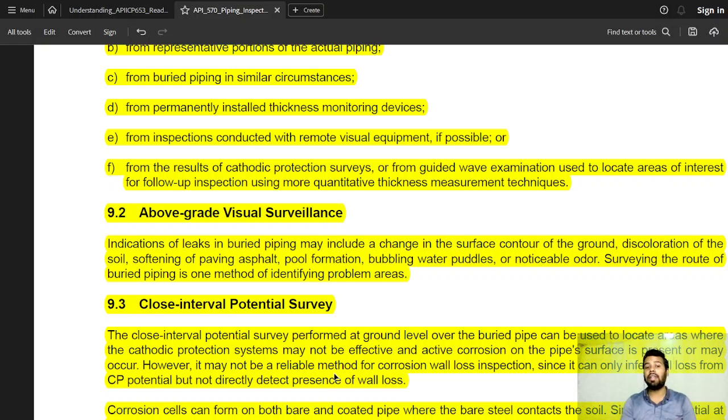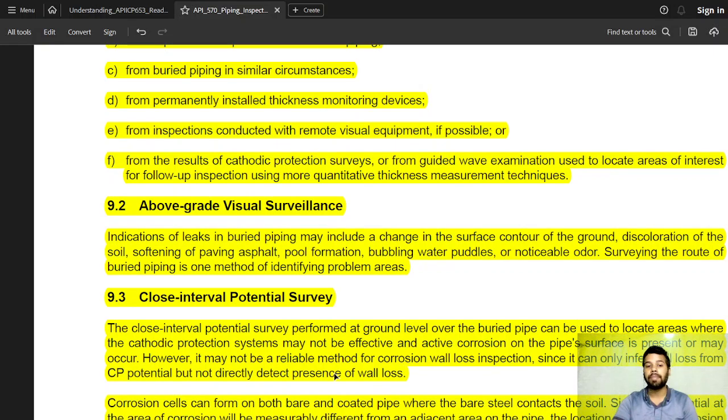Indications of leaks in the buried piping may include change in surface contour of the ground, discoloration of the soil, softening of the pavement asphalt, pool formation, bubbling water puddles, or noticeable odor. Surveying the route of the buried piping is one method of identifying the problem areas.